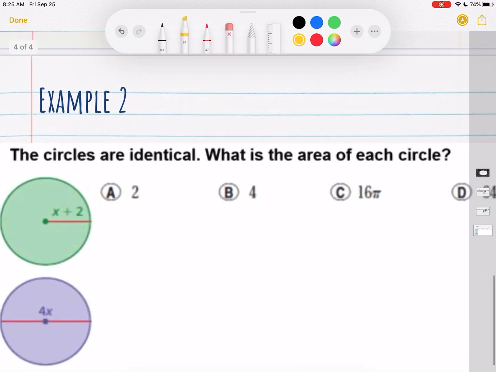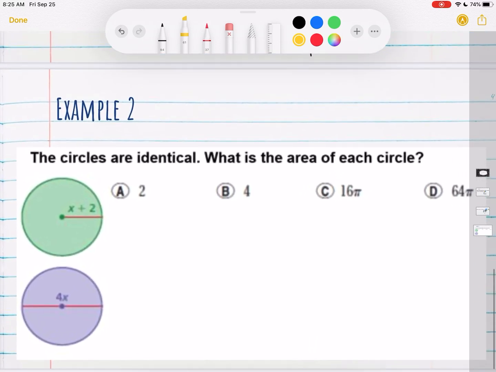Okay, last problem. The circles are identical. What is the area of each circle? Well, let's see, the problem I'm trying to answer is what is the area of each circle? What's my important information? Well, the circles are identical. That's important. So they're equal. Everything about them is equal. Their radiuses, their areas, their circumferences, that's all equal. And what else do I know?